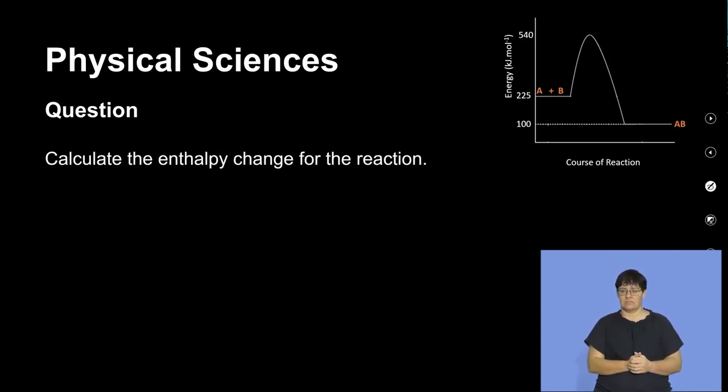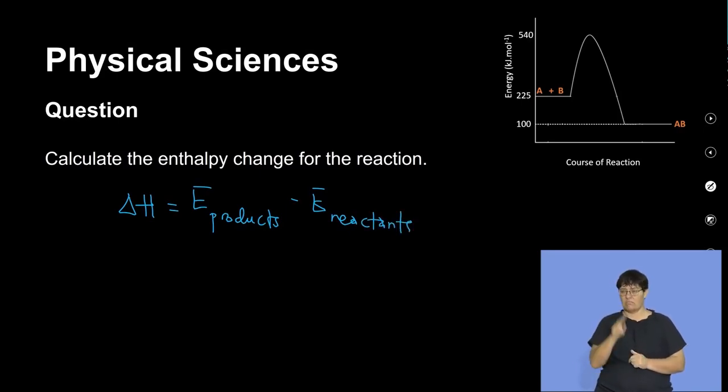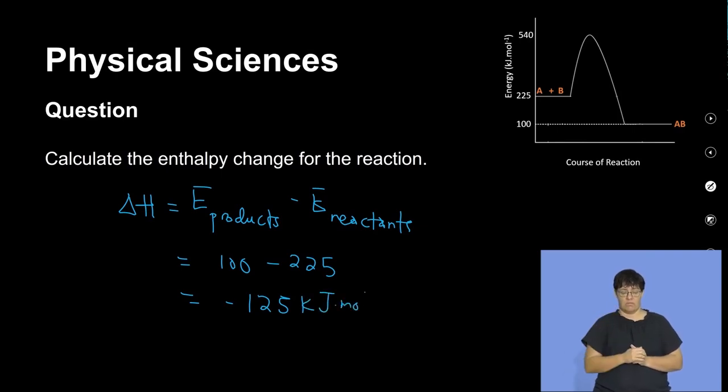Okay, and then the enthalpy change of the reaction. Enthalpy change of a reaction is energy of the product, less the energy of the reactants. Okay, that's what we know. So we read it off from the graph. The products are at 100 kilojoules per mole, less the energy of the reactants, which is 225. Okay, so when we do that difference, it would give us negative 125 kilojoules per mole. Now, this is the enthalpy or the heat of reaction.